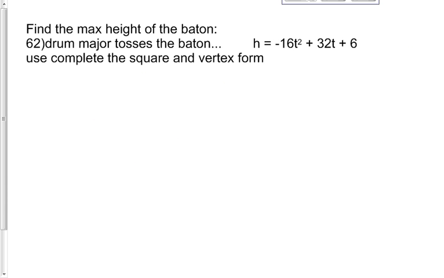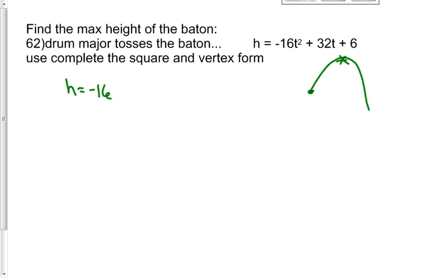One last question that we want to do here is number 62. Find the maximum height of the baton. Number 62 says, the drum major tosses the baton according to this equation, negative 16t squared plus 32t plus 6. We want to use the completing the square method and vertex form to find the maximum height. So think about what's happening. You have a baton being tossed up in the air. We're looking for that max height. So if we could do our vertex form, we should be able to know that value.